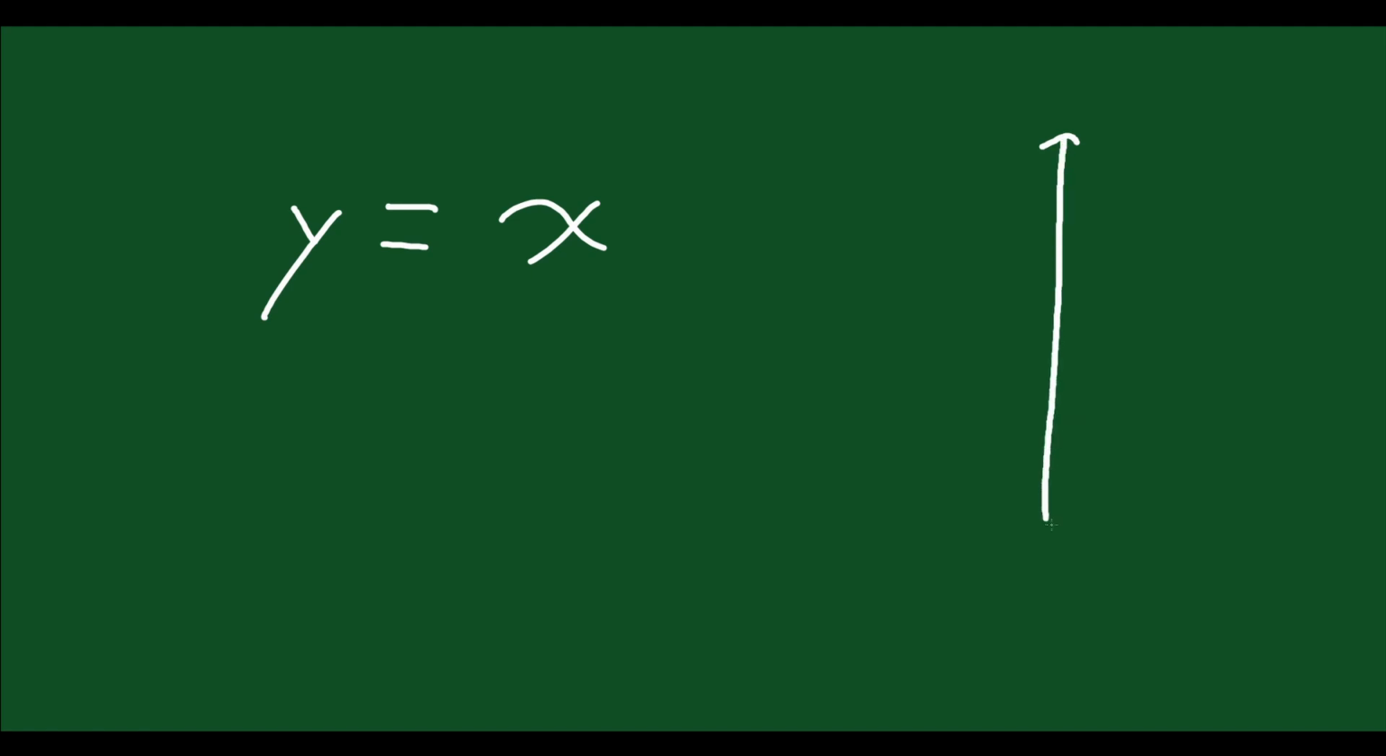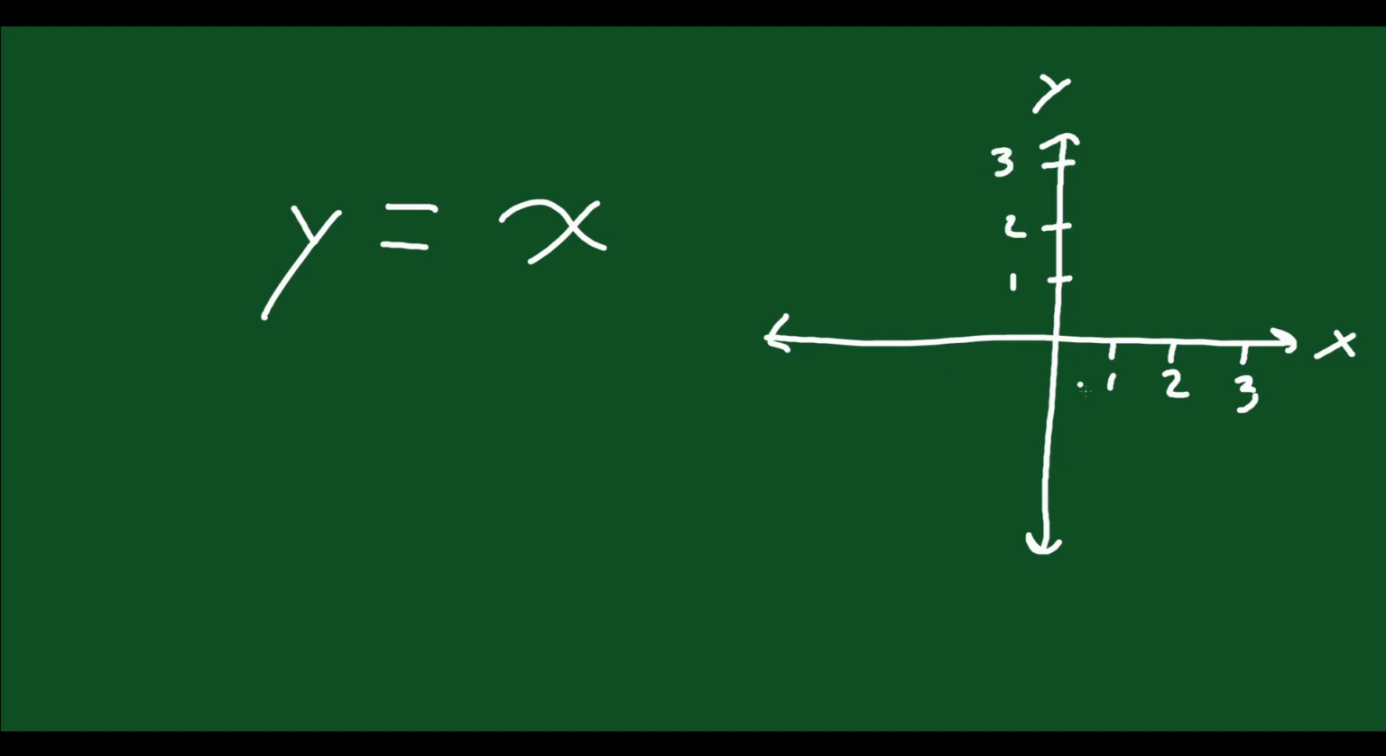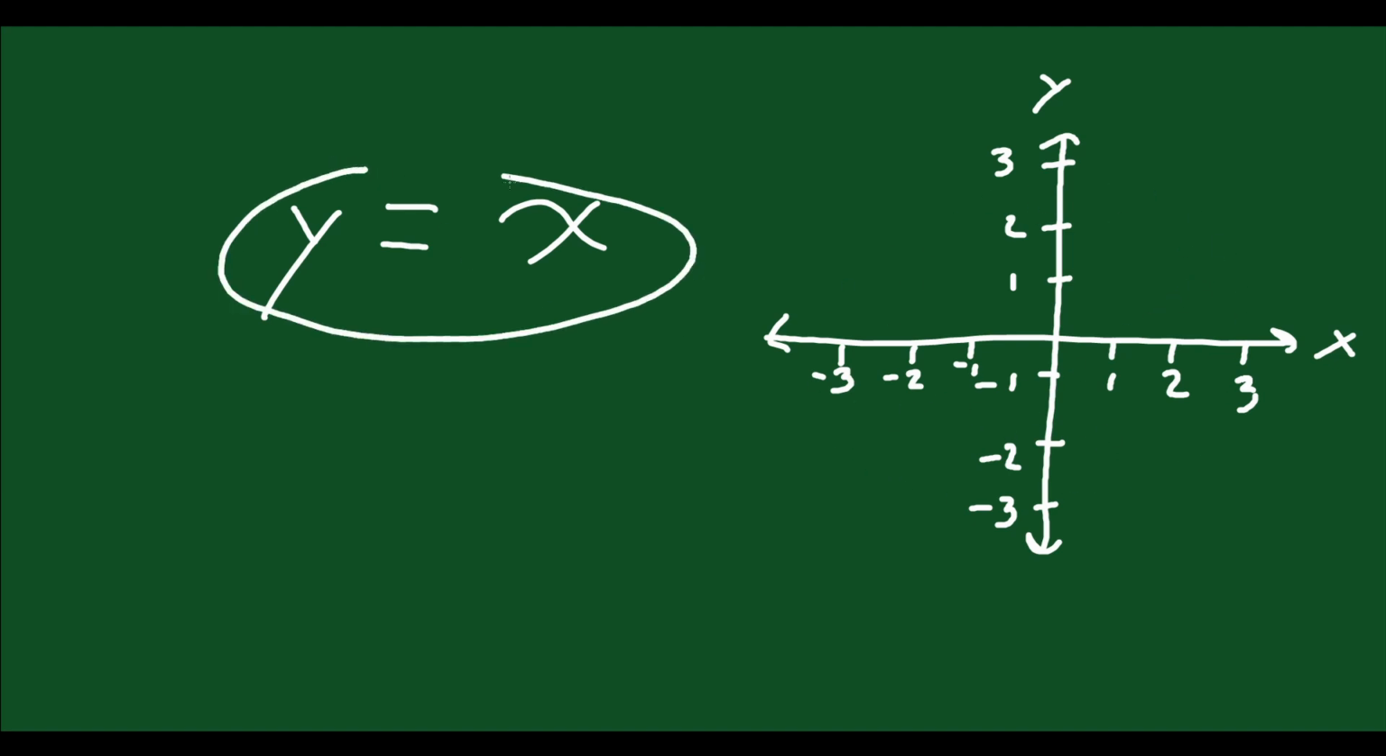So we can draw our plane just like this, our x and y axes, and we can label some points on here like 1, 2, 3, 1, 2, 3, and we can go in the negative directions as well: -1, -2, -3, -1, -2, -3. And we can plot a number of points on this plane based on the relationship described here. So how do we do this? Well, we can do that using a table of values.